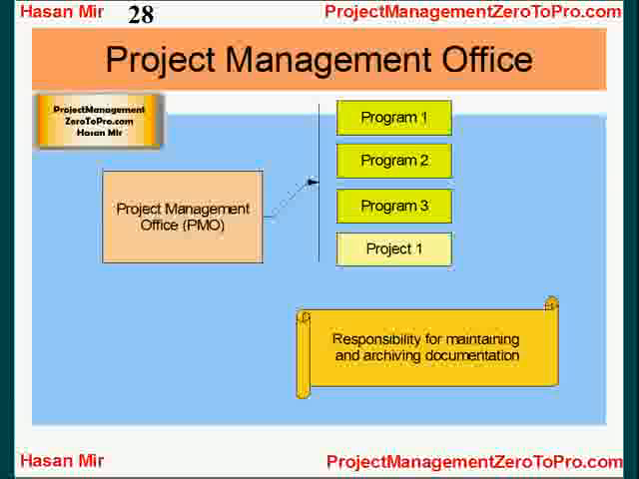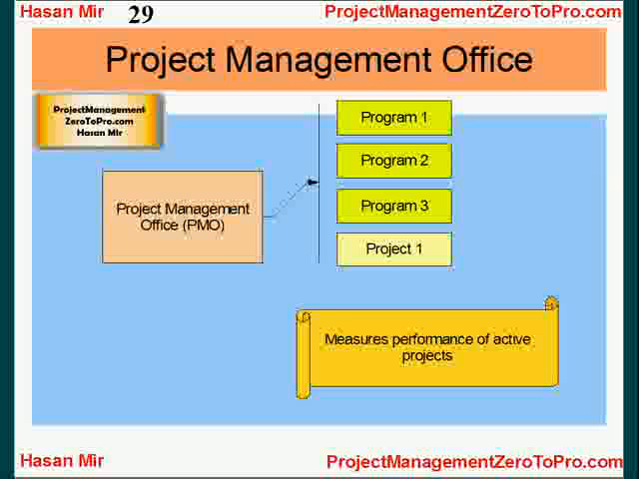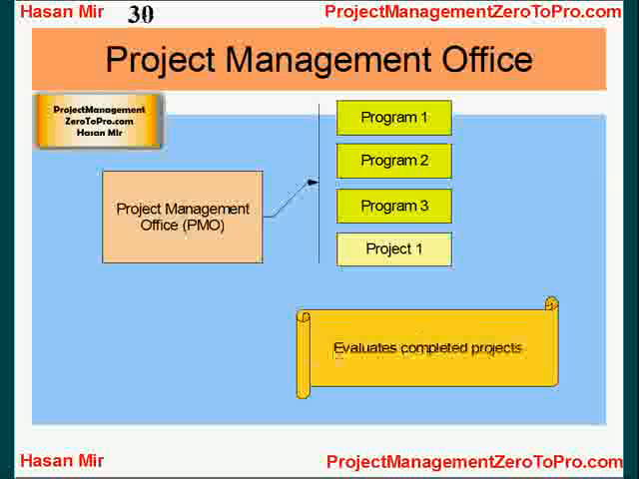PMO has a responsibility for maintaining and archiving documentation. There are some companies who establish a PMO just for maintaining documentation and archiving, and it doesn't play a mentor and guidance role like a full-fledged PMO. The project management office also measures performance of active projects. Basically PMO keeps an eye on active projects: are they really performing as they're supposed to, or is a corrective measure needed? If a corrective measure is needed, that is basically a responsibility of PMO. PMO also evaluates completed projects and grades them: was it done satisfactorily or not? If not, what changes should be made for future projects.